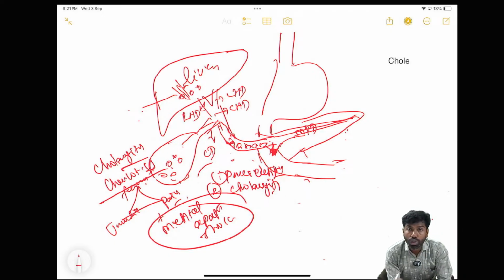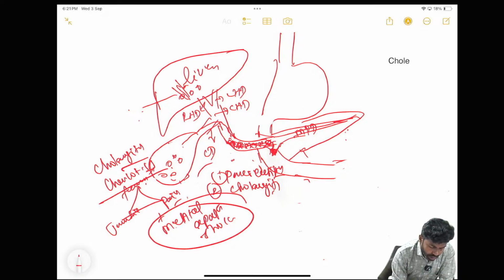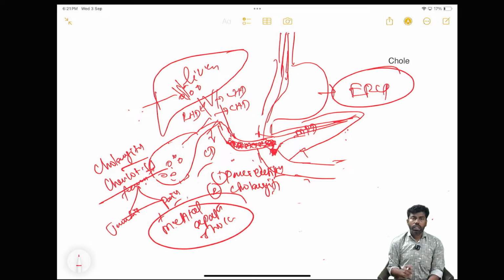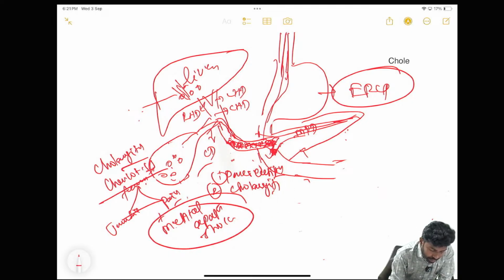Then the stones. How will you remove the stones? The stones are here, and we have to remove them. How do we remove them? You just do ERCP, endoscopic, we put the scope inside and go retrograde and can see everything. So this is called endoscopic retrograde cholangiopancreatography.